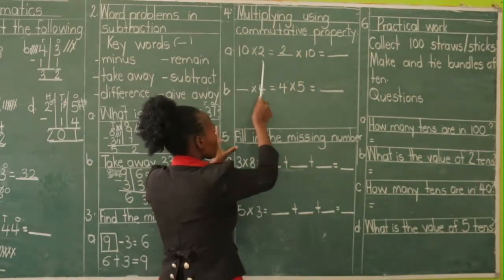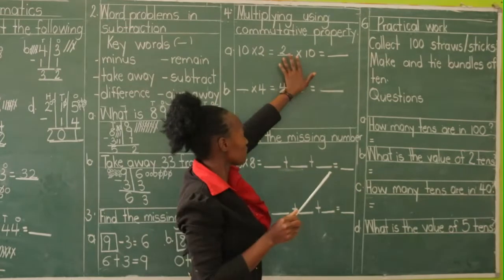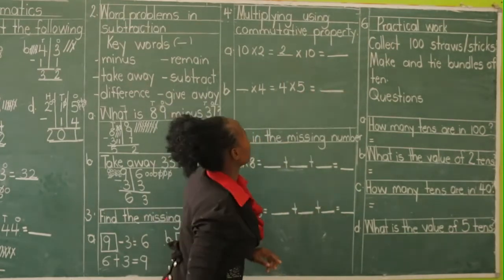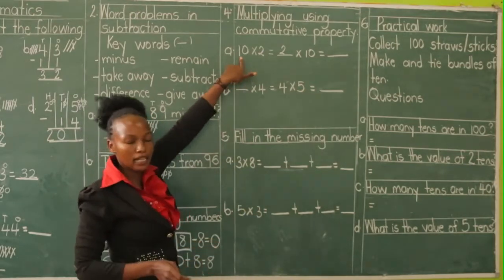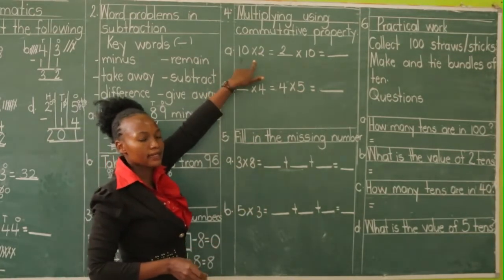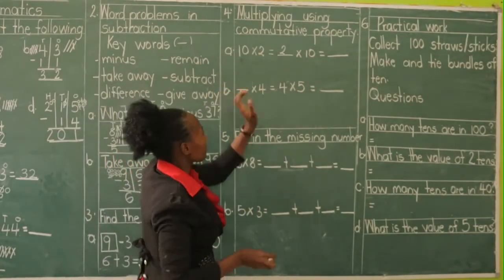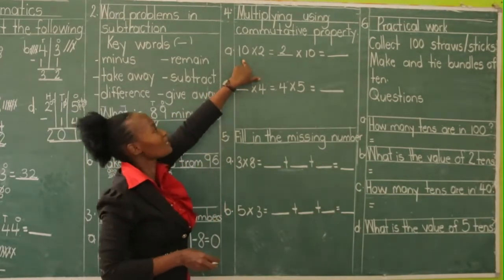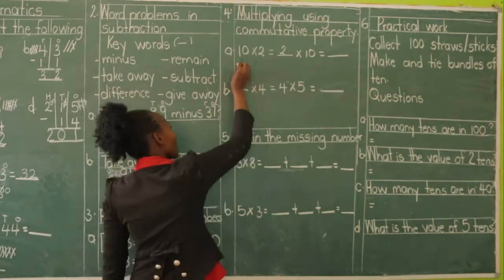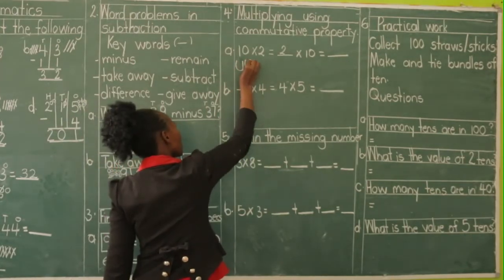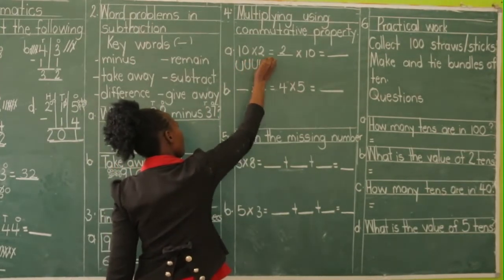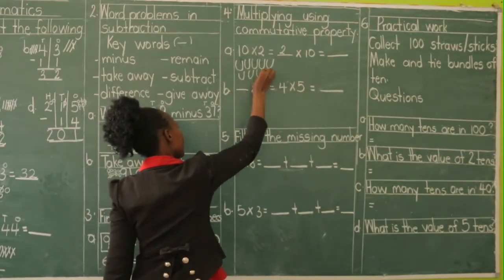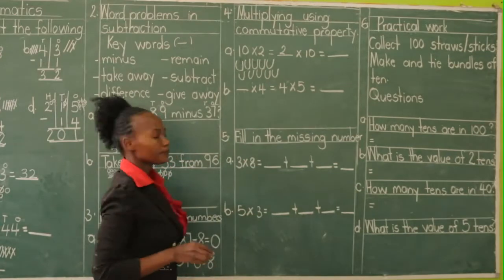When you multiply 10 times 2 and 2 times 10, we shall get the same answer. Let's form it here. Remember, we said the first number is for the groups and the next number is for the balls. The first number here is 10. Let's form the 10 groups: 1, 2, 3, 4, 5, 6, 7, 8, 9, 10.